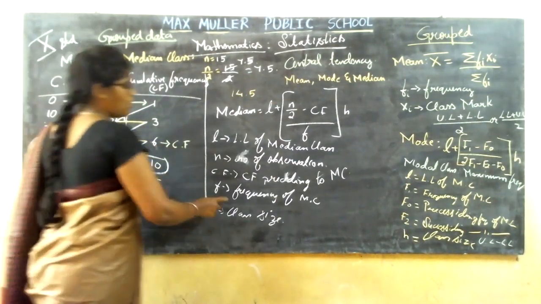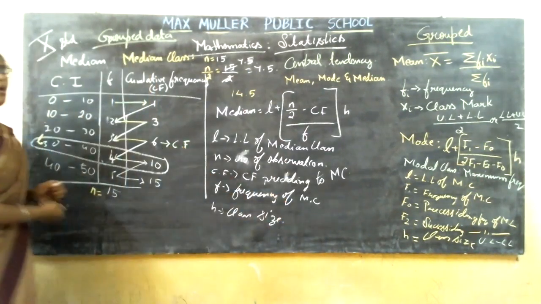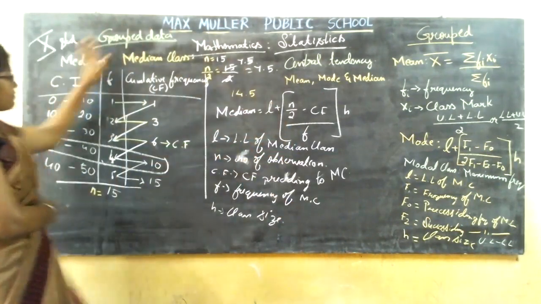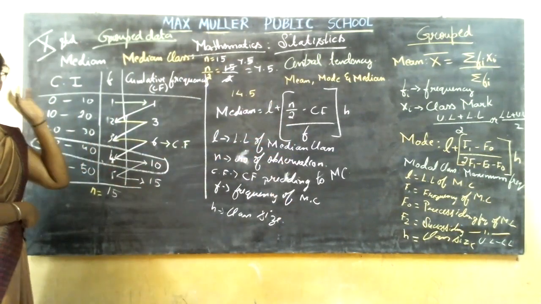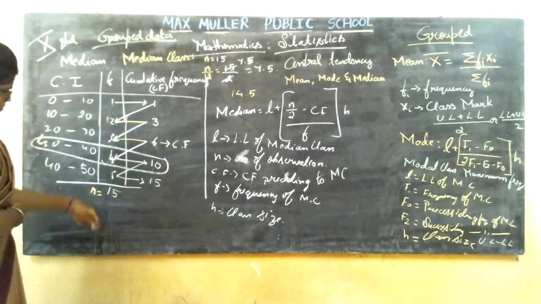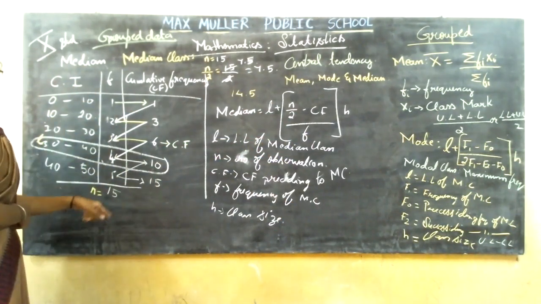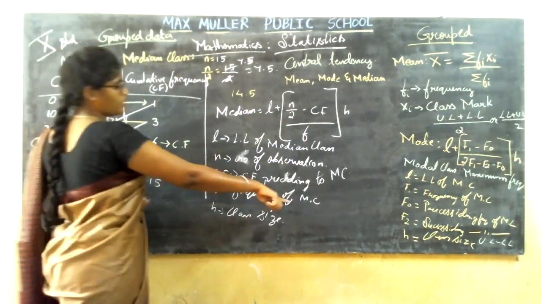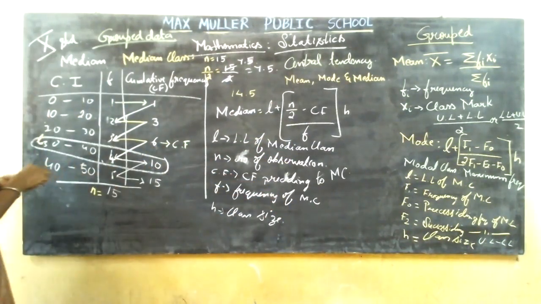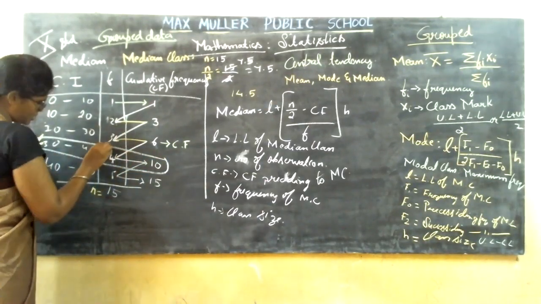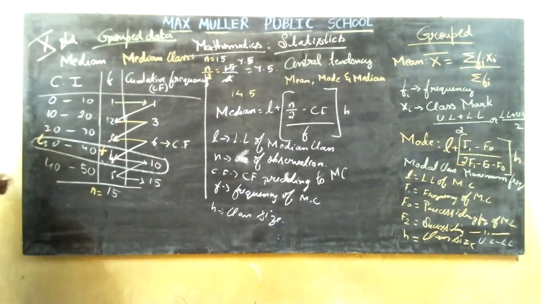Then what next? Frequency of the median class, F. Where is the F in the tabular column? This is the F column. What they have told is the frequency of the median class. So what is the median class? This is the median class. Where is the frequency? This is the frequency. 4 is the frequency of the median class.